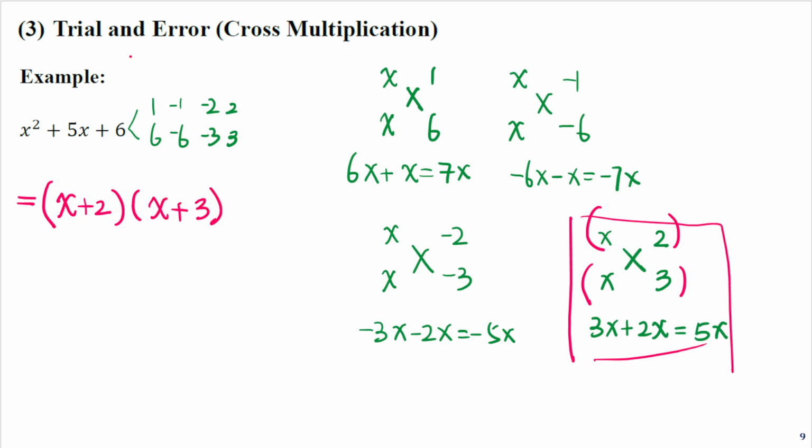Of course, if you're not so sure about it, you can always verify this by expanding the factorized form back to the expanded form. So if you expand it, you will get x squared plus 2x plus 3x, which is 5x, then plus 6, which is exactly the same as the original expression, right? Remember, you can always verify that by expanding it back. Are you clear with this method?